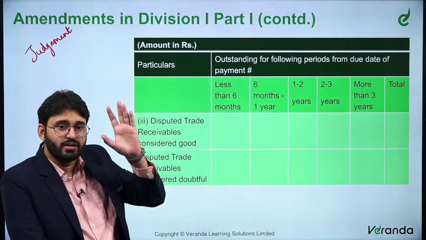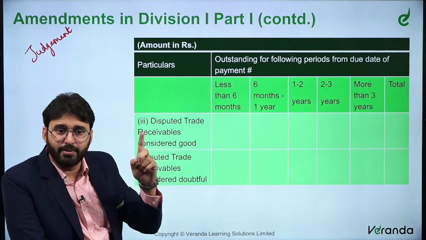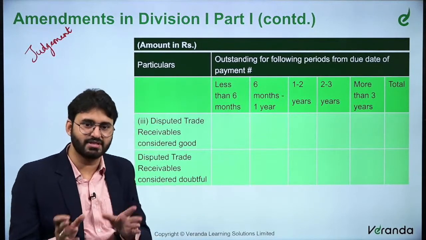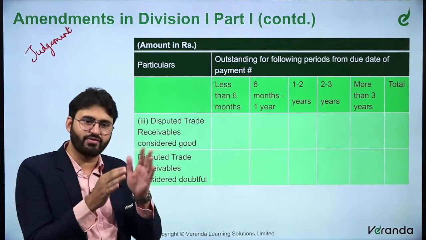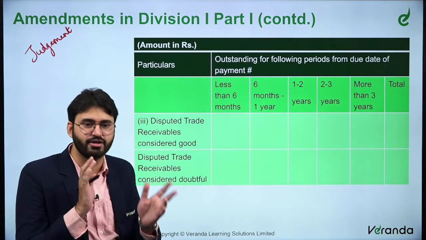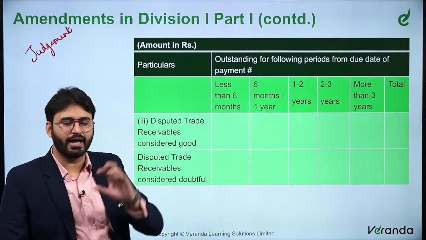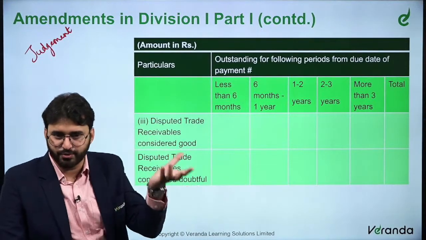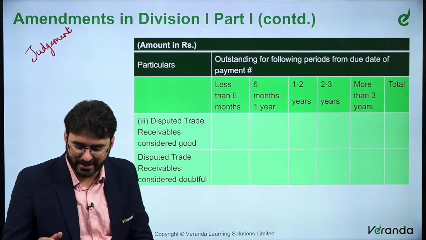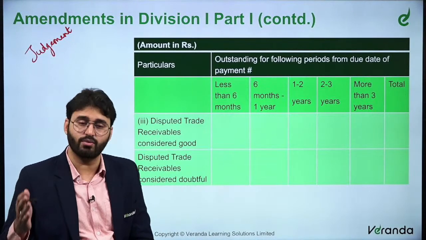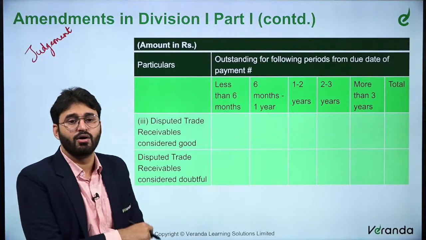In the earlier case, trade payable is based on MSME, non-MSME. This is based on dispute. Again, there is a bifurcation of disputed MSME, non-disputed MSME. This is based on considered good and considered doubtful. Again, you are giving a bifurcation of what is disputed, what is not disputed. The aging is based on less than 6 months, 6 months to 1 year, 1 to 2 years, 2 to 3 years, and more than 3 years.